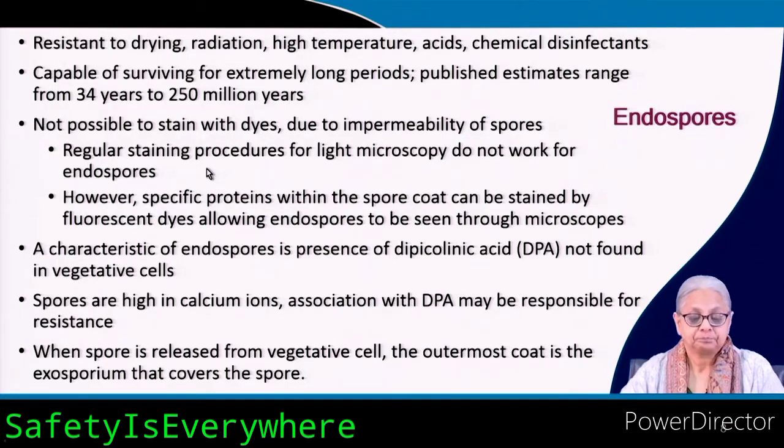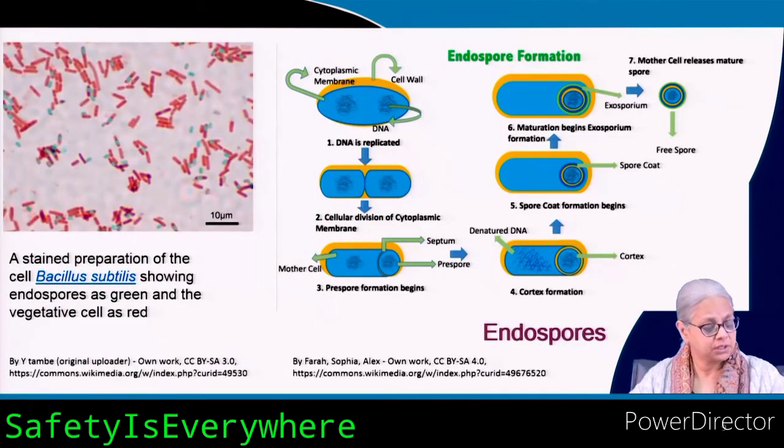The regular staining procedures that we use in light microscopy don't work for endospores, and there are specific proteins within the spore coat that can be stained by fluorescent dyes, and that allows us to see endospores under the optical microscopes. Here is an example of endospores of Bacillus subtilis. You have this stained preparation, and you can see the green structures are the endospores and the red cells are the vegetative cells.